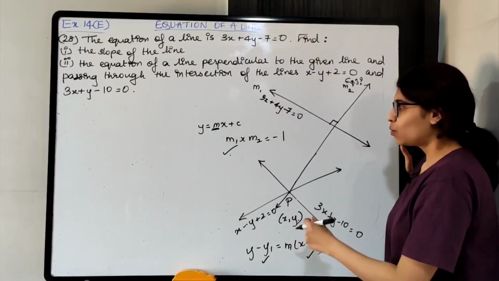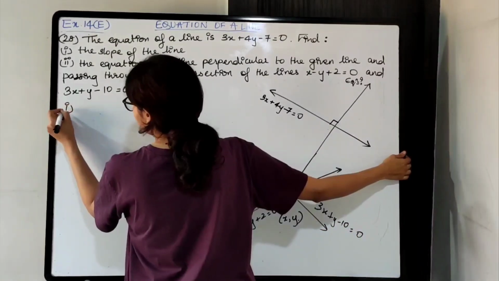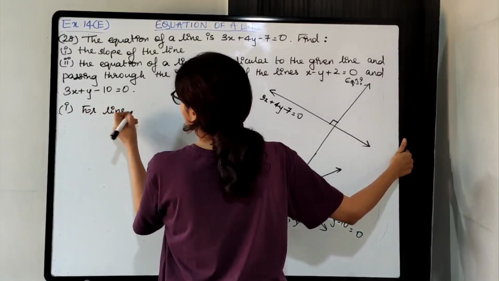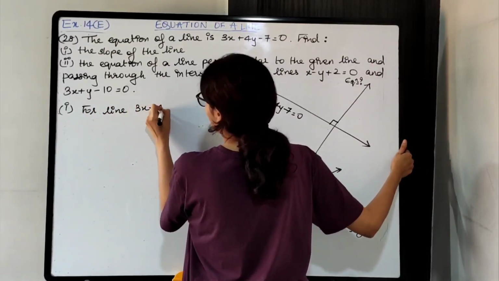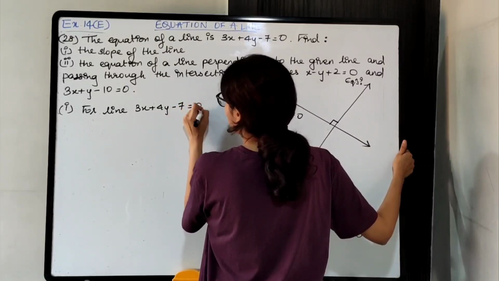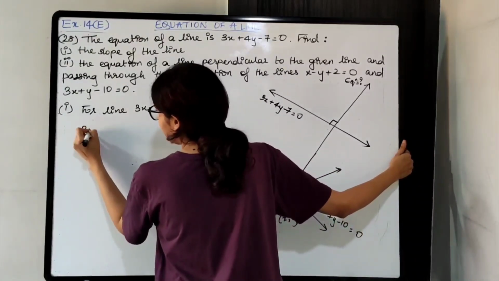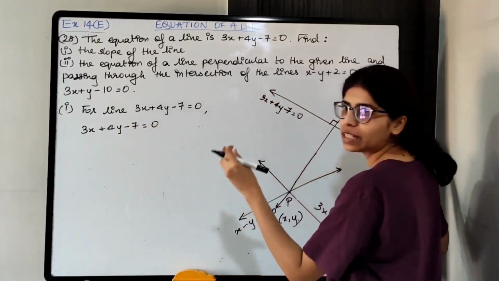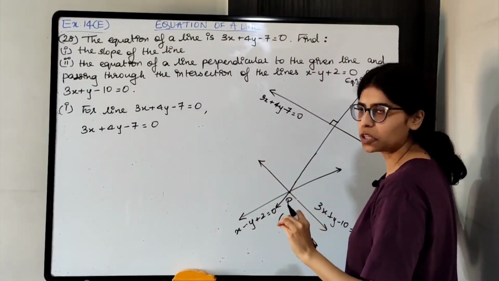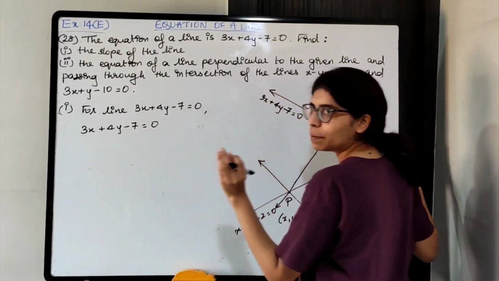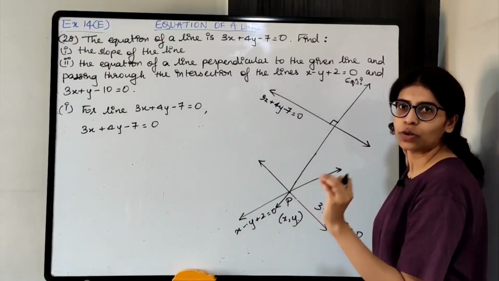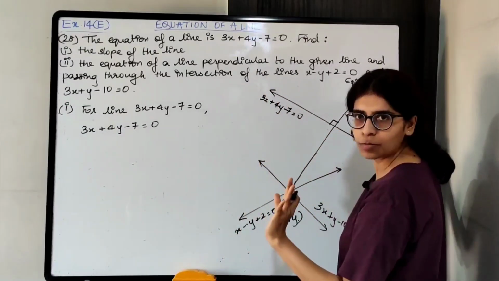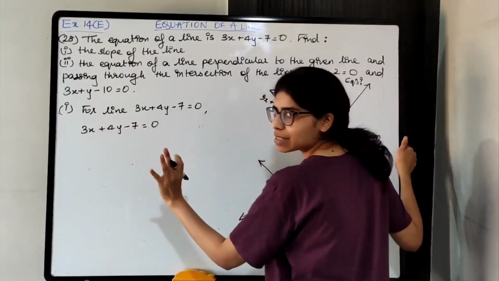Okay, so let us solve now. This is very easy. Write down for line 3x + 4y - 7 = 0. Write the equation because for finding slope we have to bring the equation in standard form. Okay. So for standard form पहले y को check करो. Is y positive or negative? यहाँ पे y positive है. Y वाला term is positive. So keep it as it is.